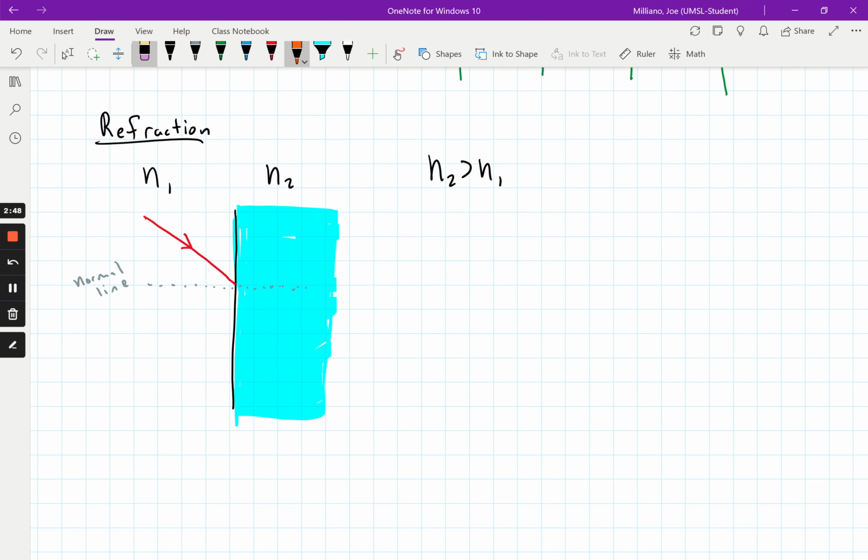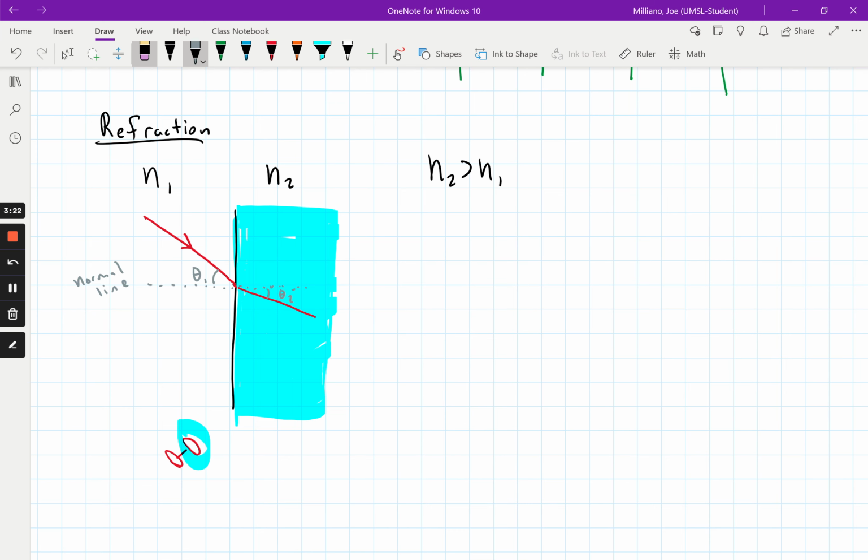And that light is going to, using my toy car model, this right wheel is going to get caught on the slower medium first. And so it's going to bend toward the normal like that. And I want to draw it. There we go. So our theta 1 with the normal and the incident light is greater than our theta 2 with the normal and the refracted light.